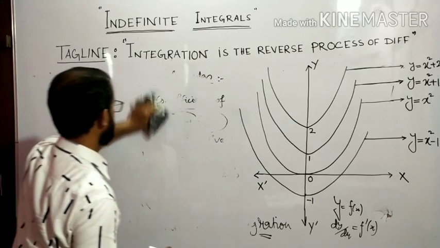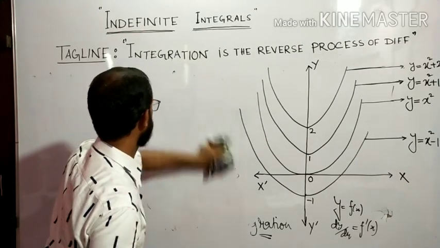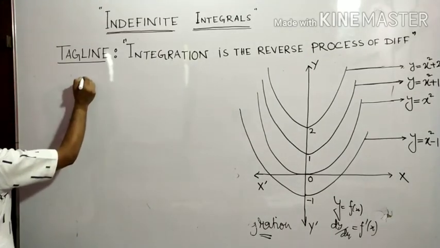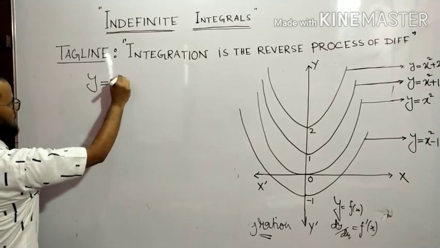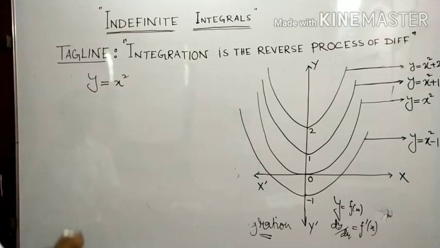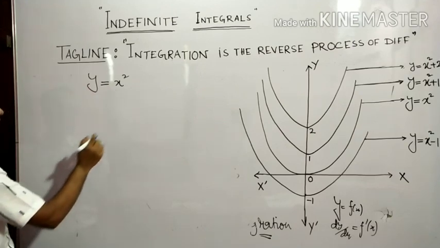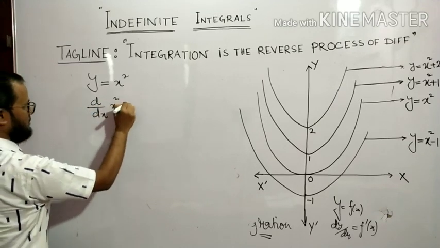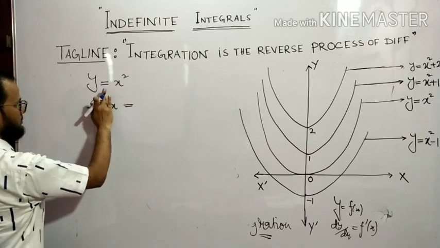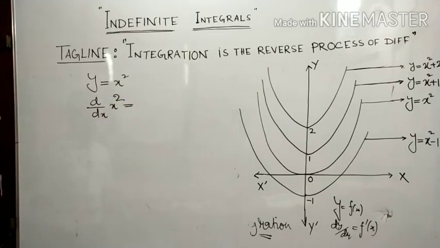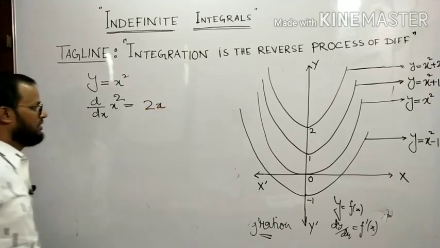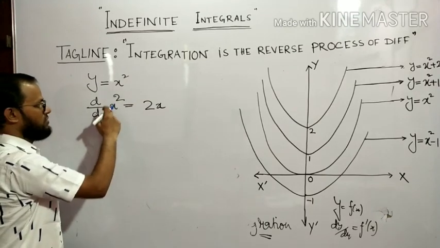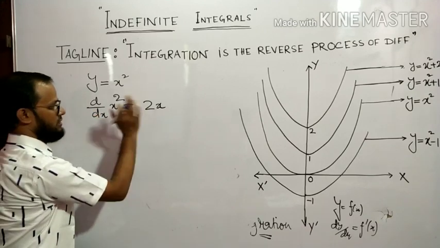Suppose that we consider some particular function. Suppose that y equal to x square, a function. If you take the derivative of y, or if you take derivative of x square, d/dx of x square, derivative of x square is equal to what, twice x. Okay, x square is a function, twice x is another function. And differential coefficient of x square means d/dx of x square exists, it is twice x.